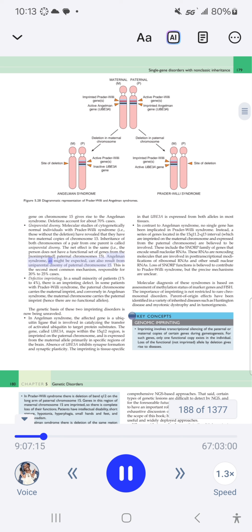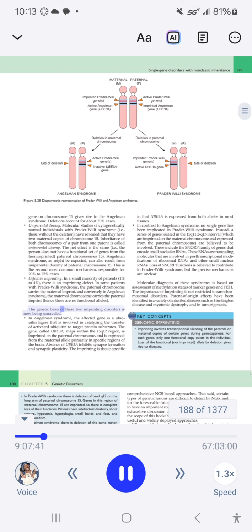Angelman syndrome, as might be expected, can also result from uniparental disomy of paternal chromosome 15. This is the second most common mechanism, responsible for 20% to 25% of cases. Defective imprinting: in a small minority of patients, 1% to 4%, there is an imprinting defect. In some patients with Prader-Willi syndrome, the paternal chromosome carries the maternal imprint. And conversely, in Angelman syndrome, the maternal chromosome carries the paternal imprint. Hence, there are no functional alleles.